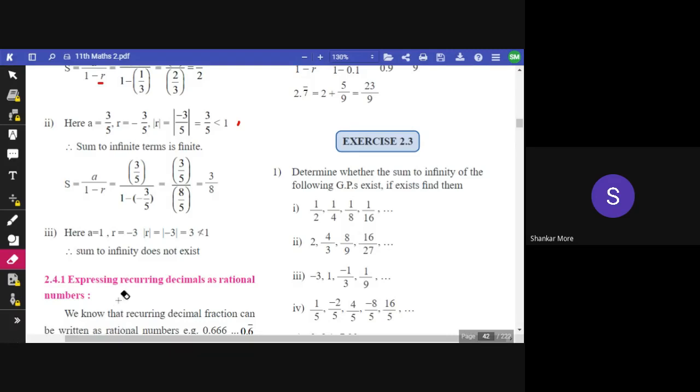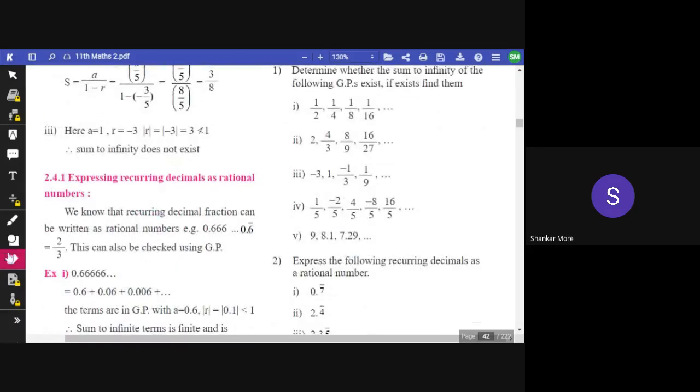Okay, so let's see the next topic: expressing recurring decimals as rational numbers. We know that recurring decimal fractions can be written as rational numbers. Example, 0.666 and so on can be written as 0.6 with a bar.